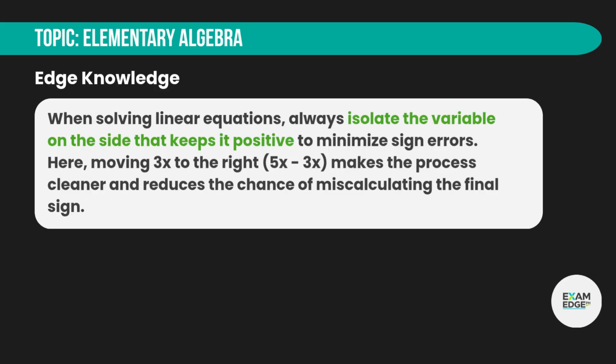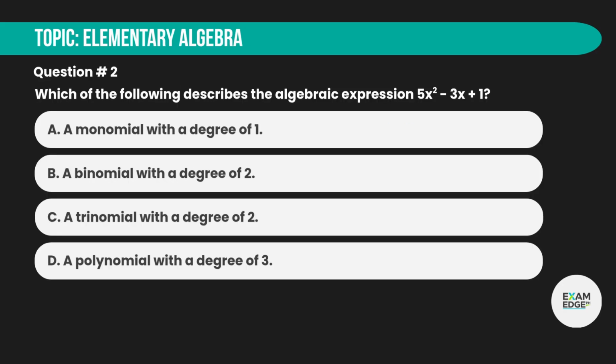Edge knowledge. When solving linear equations, always isolate the variable on the side that keeps it positive to minimize sign errors. Here, moving 3x to the right, 5x minus 3x, makes the process cleaner and reduces the chance of miscalculating the final sign. Question number 2.